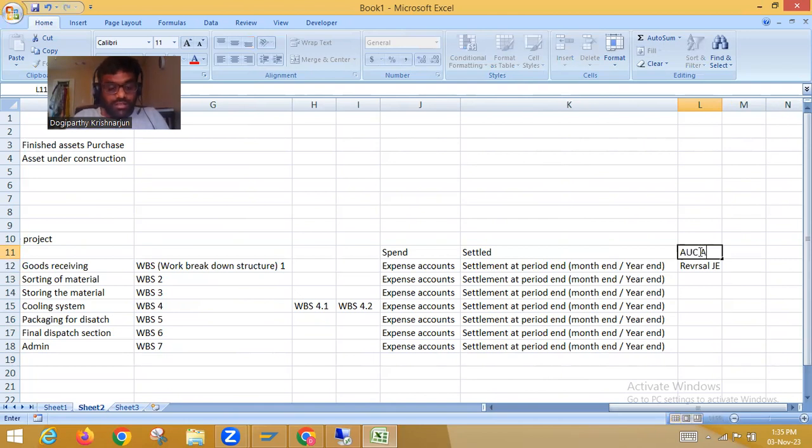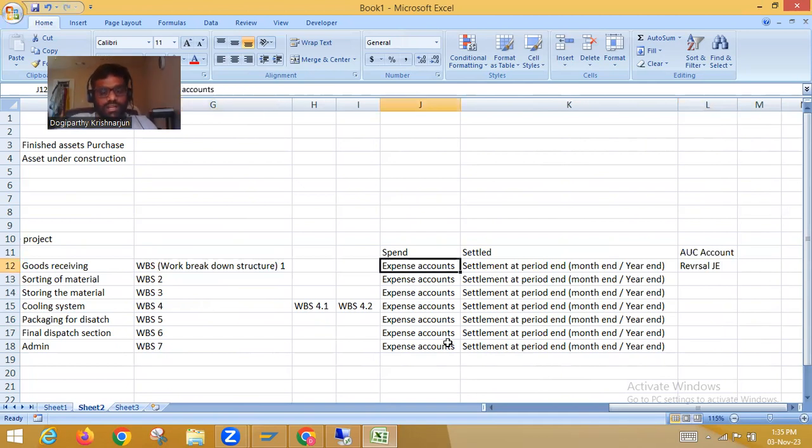So which means, once the work breakdown structure is created, the spend happens through expense accounts. And as the spend keeps happening in the expense accounts, at month ends or year ends, a reversal journal entry or a standard journal entry is processed. So it's not a journal entry. We have a process of settlement in the fixed assets module of S/4HANA, which we are going to see, so that the settlement will happen, and the balance will go and sit in the asset under construction account.